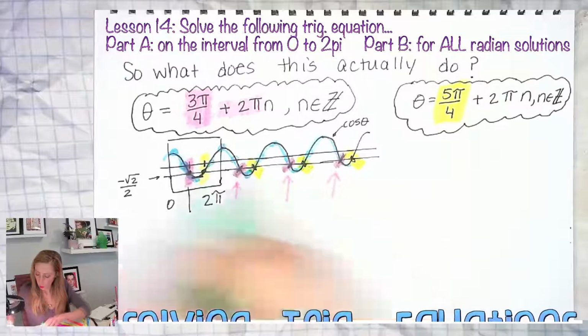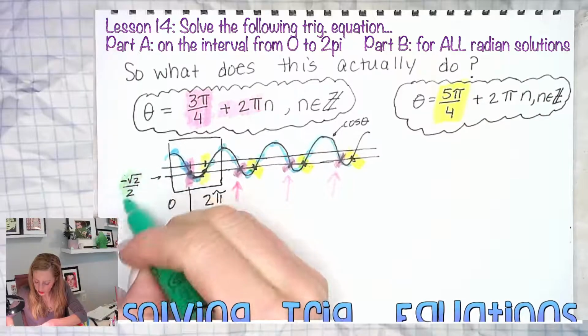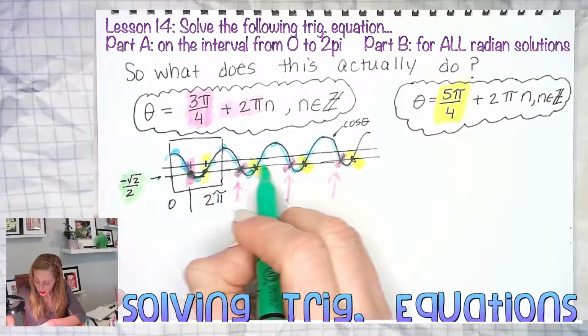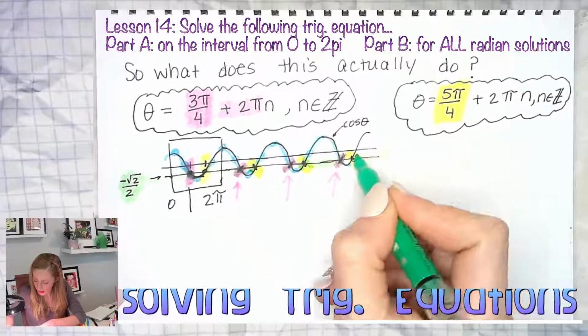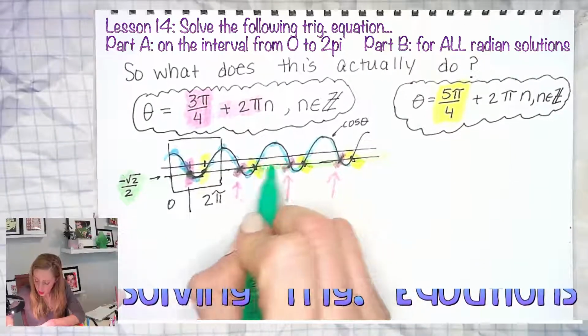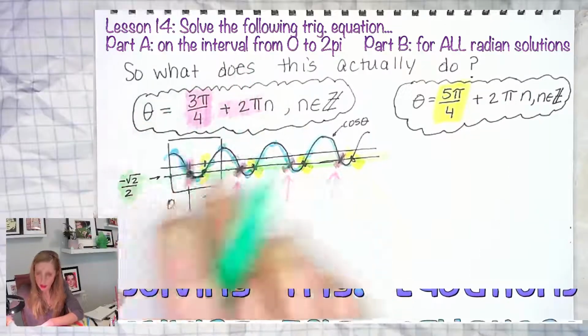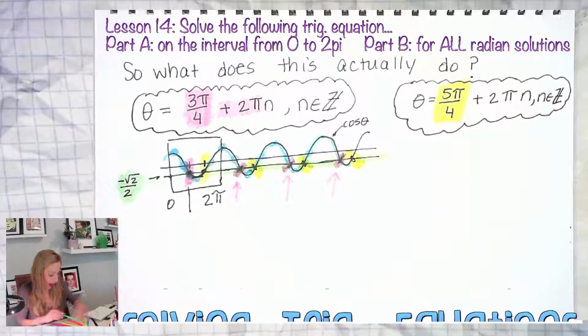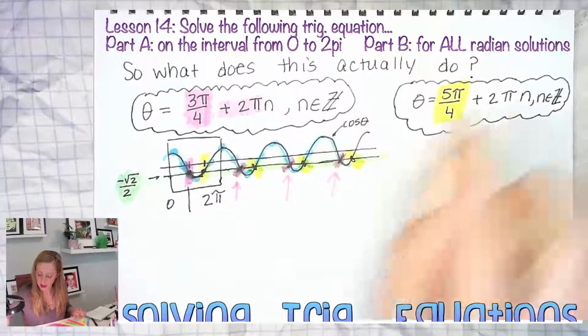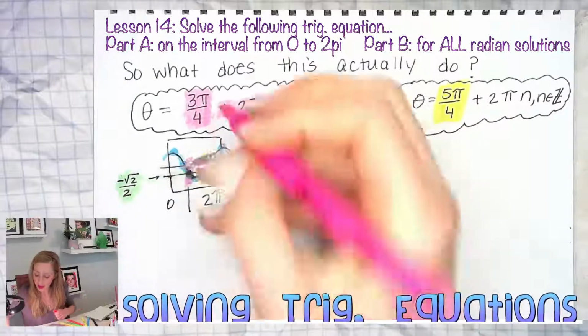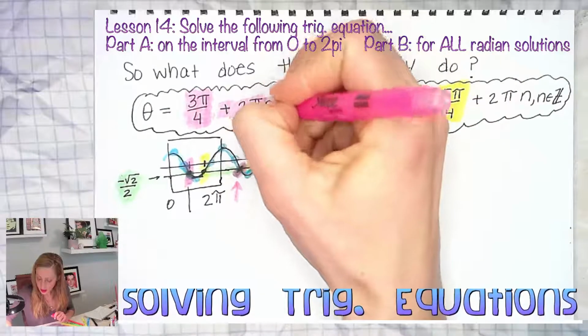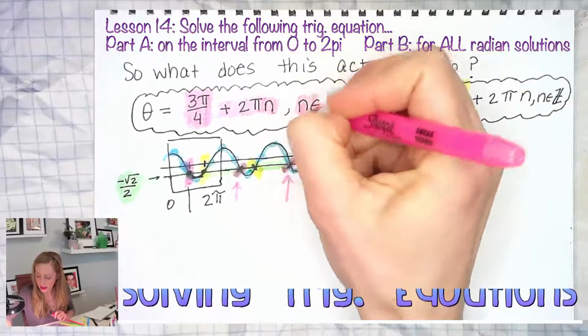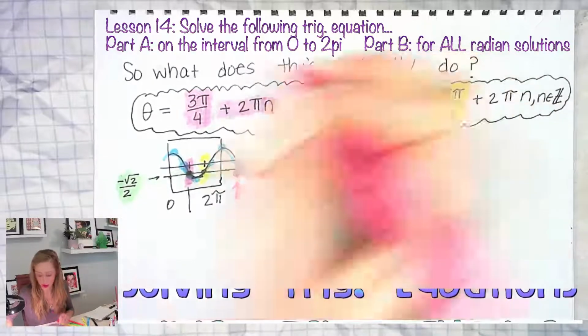So when you're solving, in this case, when it equals negative square root of 2 over 2, for all radian solutions, we see that it does go on indefinitely. We're not limiting to a window between 0 and 2 pi. We write a solution like this, where we add 2 pi n number of times, where n is an element in the set of integers.